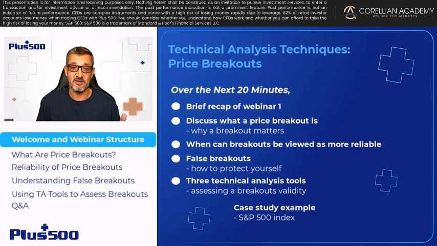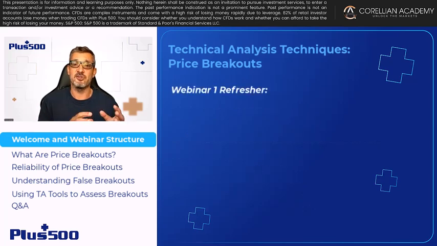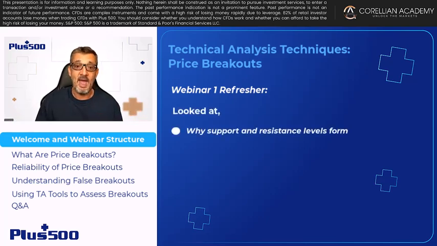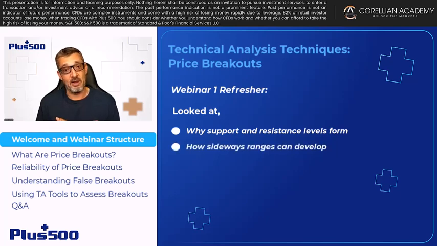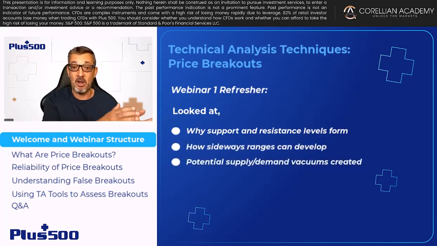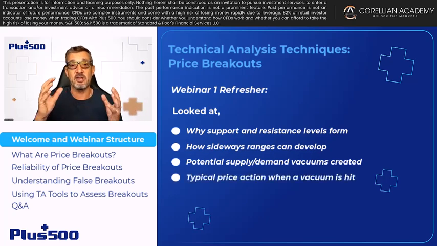Right, let's get started. Now, in our first session, we explored support and resistance levels and how they can be used to back up your day-to-day trading. We looked at why these levels form, how sideways ranges can develop, the potential supply-demand vacuums that they can create, and the typical price action that can result when one of these vacuums is hit.